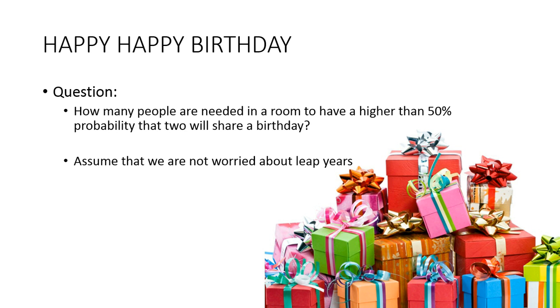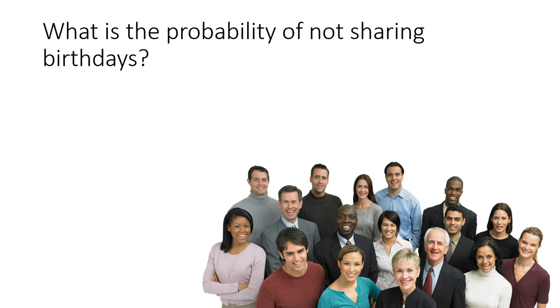Actually, the number is a lot smaller than you would think it would be. For this type of problem, one of the easier ways to think about it is to look at the probability of people not sharing a birthday. Since the two outcomes are mutually exclusive, if there are people sharing birthdays, then the other one isn't true. So if you add up the probability of each, you get 100%.